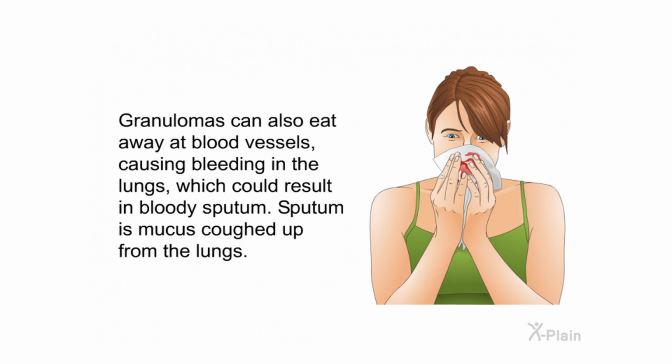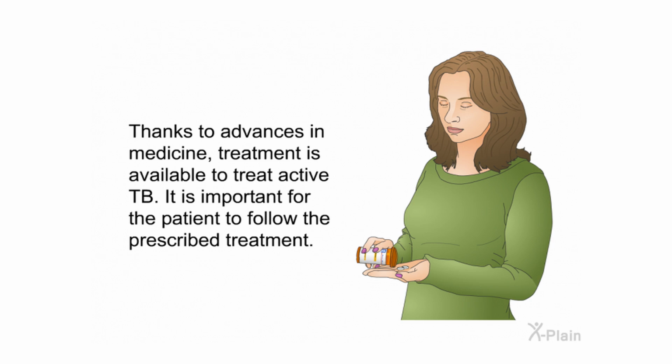Granulomas can also eat away at blood vessels, causing bleeding in the lungs, which could result in bloody sputum. Sputum is mucus coughed up from the lungs. Thanks to advances in medicine, treatment is available to treat active TB. It is important for the patient to follow the prescribed treatment.